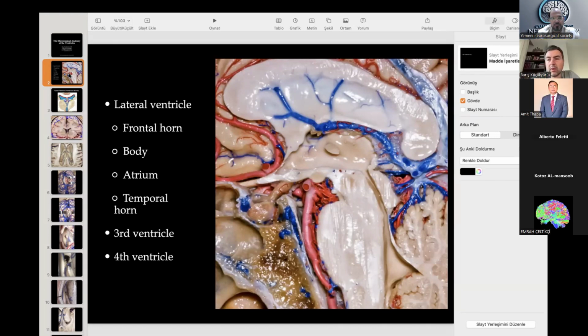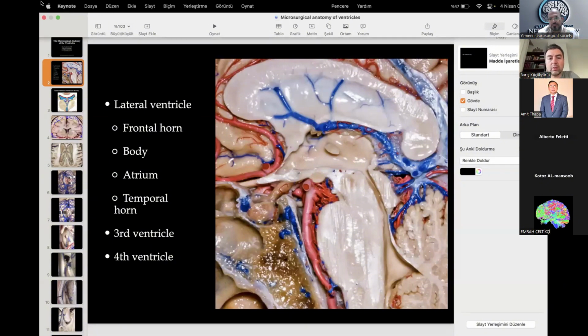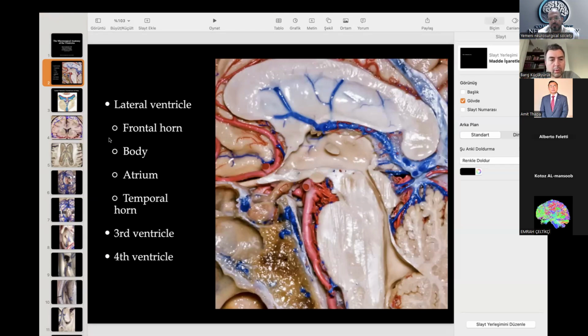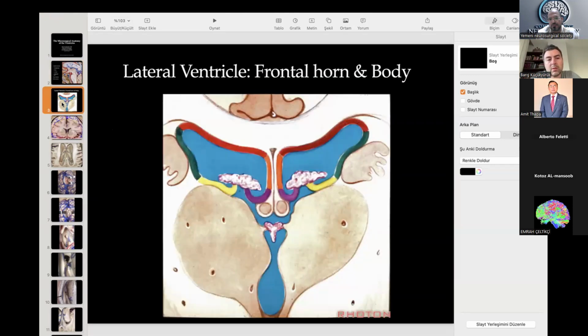But we need to remember this is a three-dimensional anatomy. So the lateral ventricle has a C shape or a horn shape structure with the frontal horn, backwards the body, and it turns around the basal ganglia and atrium and goes into the temporal lobe as the temporal horn. So it's a complex anatomy, and we're gonna review it. First, we need to speak about the lateral ventricle, the frontal horn and the body. Each of these structures has a floor down, a roof on top, lateral walls, and a medial wall.